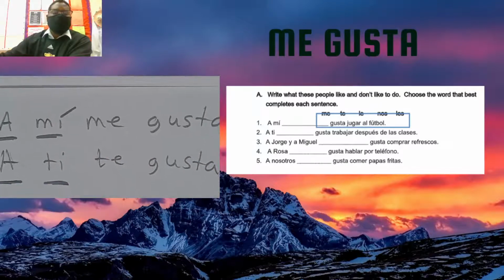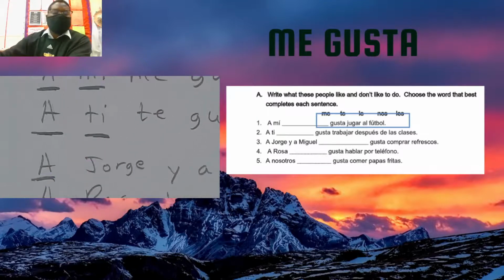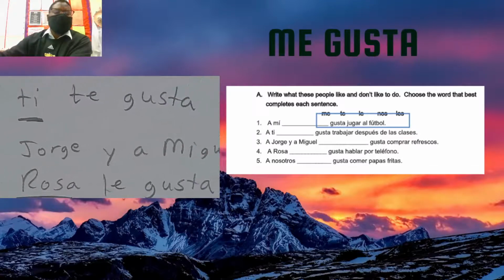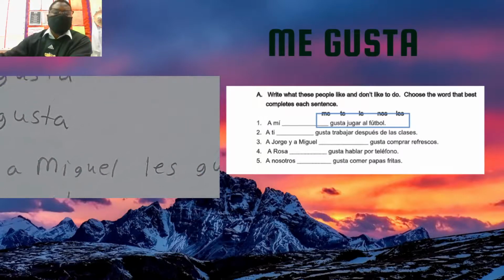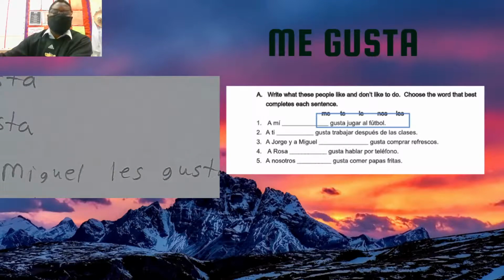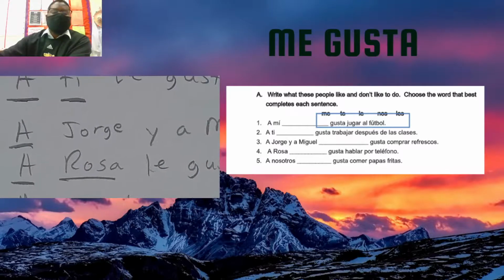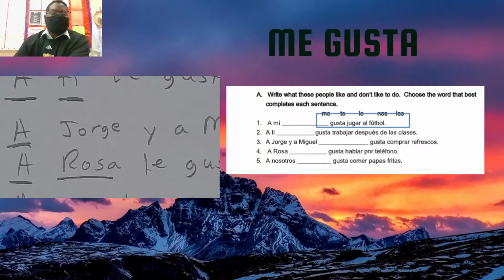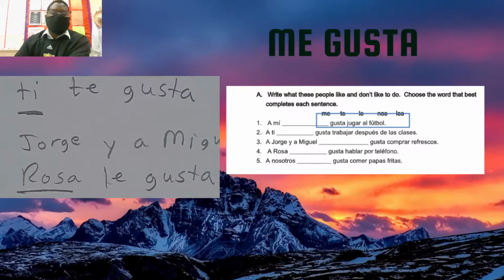Next one, number 2, same thing here. A ti. That is second person and it is singular. So it's te. Next one, a Jorge y a Miguel. 2 people. So because it is 2 people, that is third person and it is plural. So it's going to be les gusta. A Rosa. A Rosa, that's 1 person. And I'm talking about her. I'm not talking to her. So it's going to be le gusta.